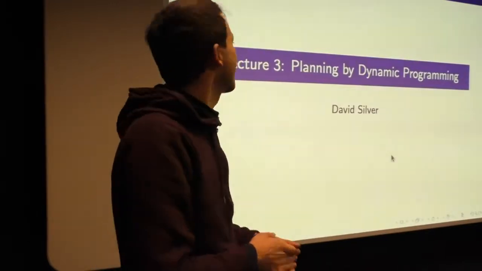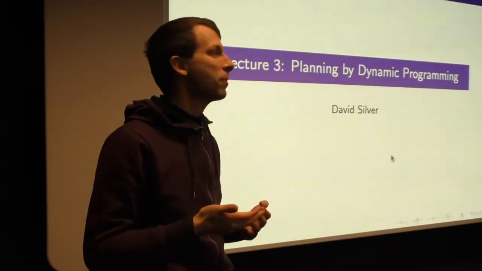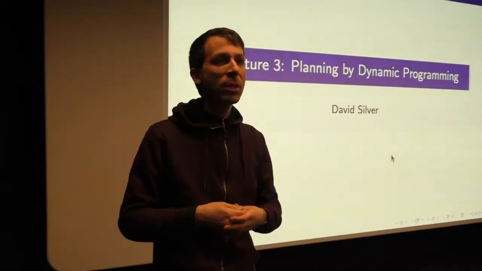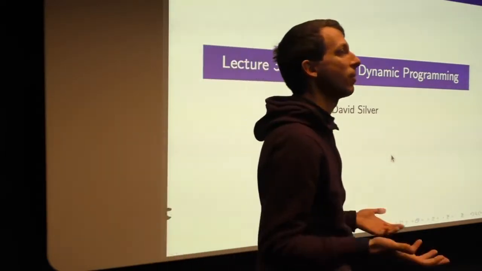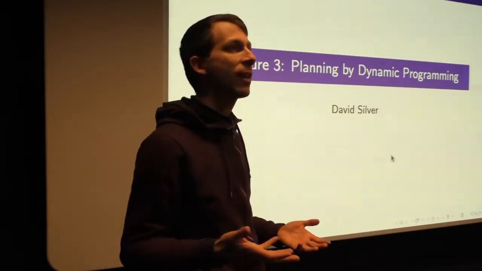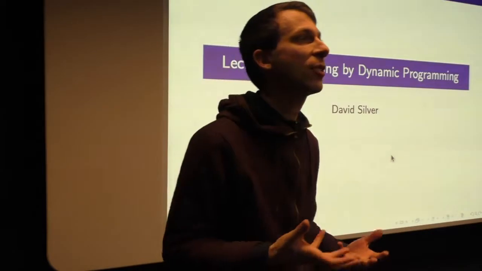So in the last week, we started to understand what it means to formalize a reinforcement learning problem using a Markov decision process. But we didn't really talk about how to solve those Markov decision processes. So today and for the rest of the course, essentially, we're going to start to talk about solution methods. We're going to start to look on the agent side, how to build things that can actually solve these problems.